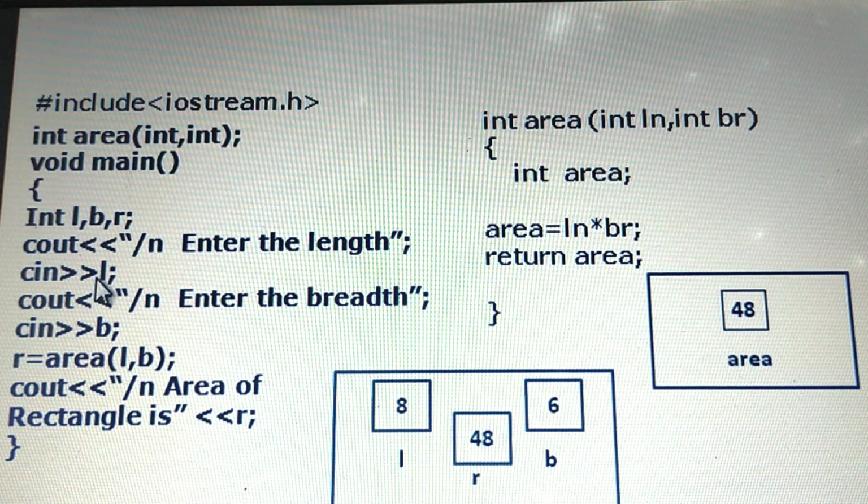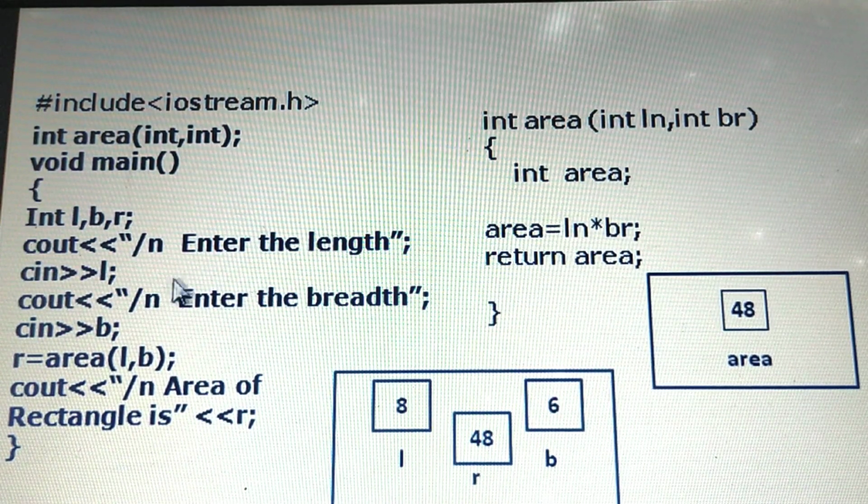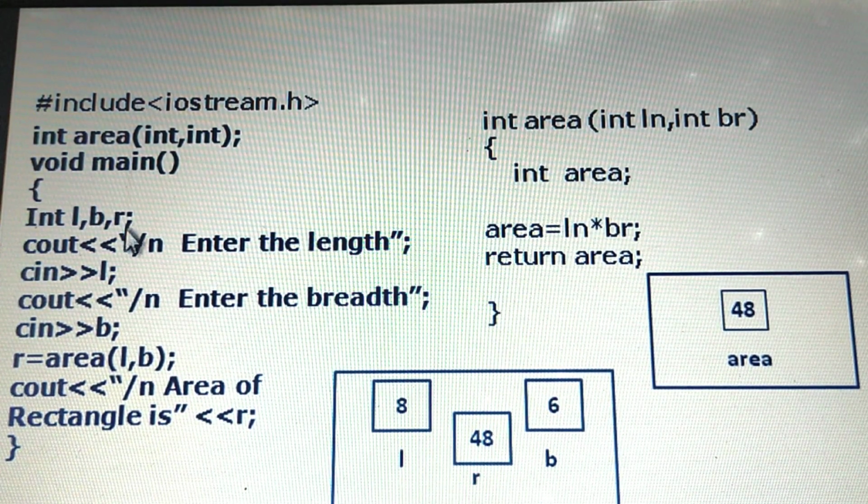Then main program starts. Give 2 input variables. Okay. That is length and breadth. And one for storing the returning value. Then the prompt statement, enter the length. Then user should enter the value for length. Enter the breadth, prompt statement. Then user should enter the value for breadth.